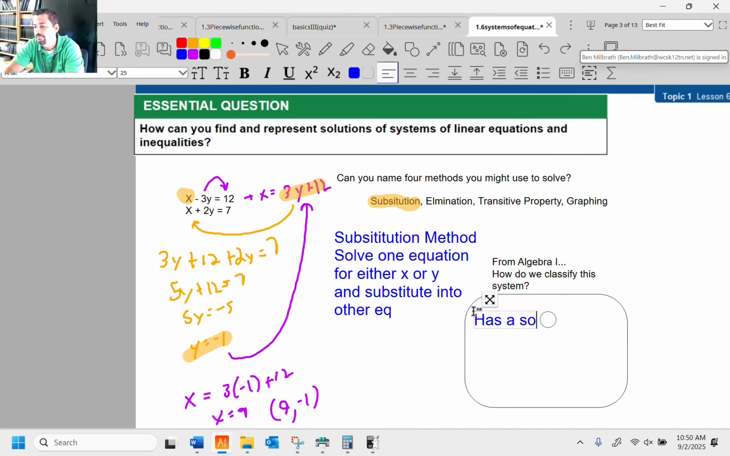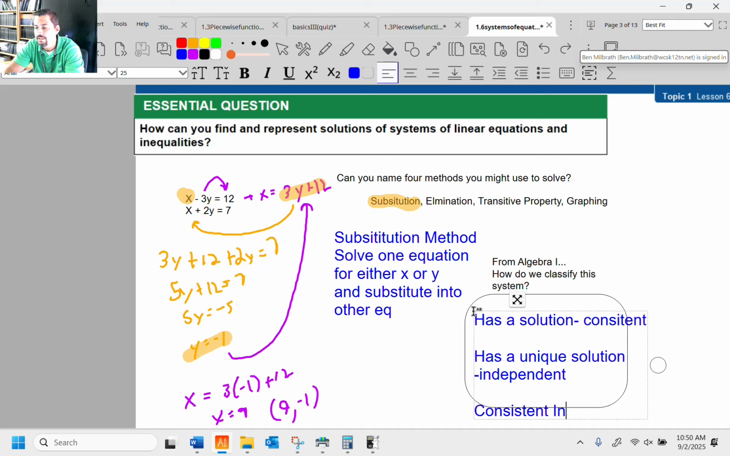Has a solution. That's what we call consistent. And it has, specifically, a unique solution that makes it independent. So we would classify this as consistent independent, because there is such a thing as dependent. So you actually have to clarify which one it is. Consistent means there's an answer. Independent means there's one.